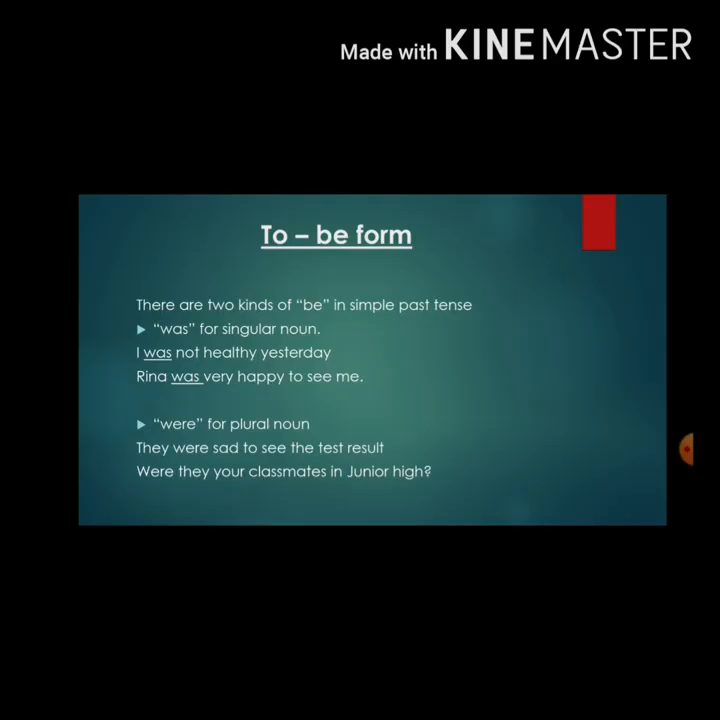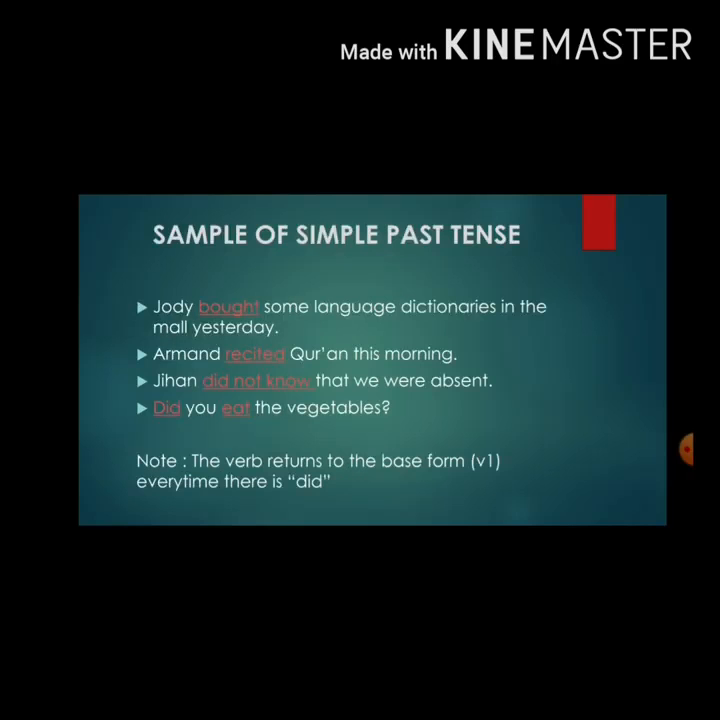So remember, when there is only one subject, you must use was. And if there is more than one subject, you must use were. Okay, was is for only one subject, were for at least two subjects. Okay, this is the sample.